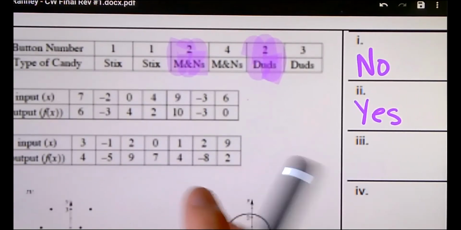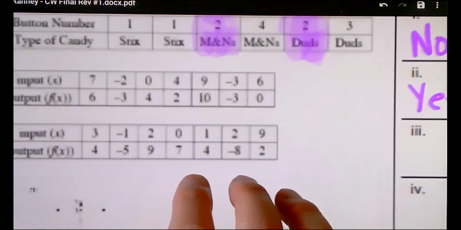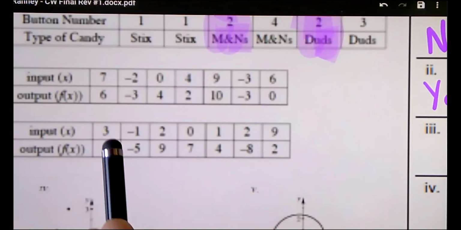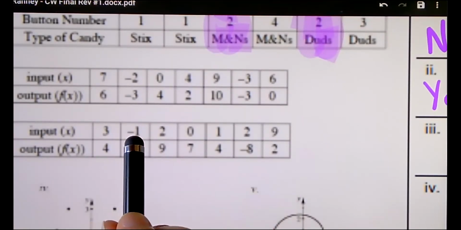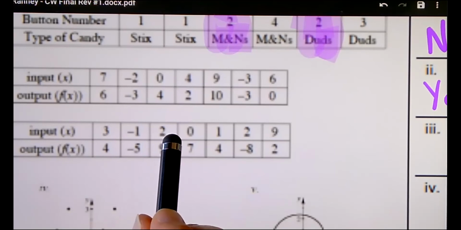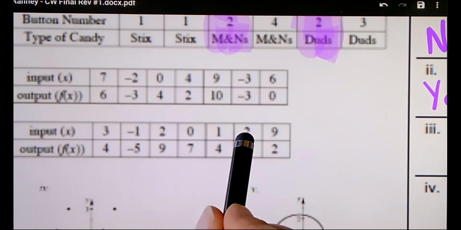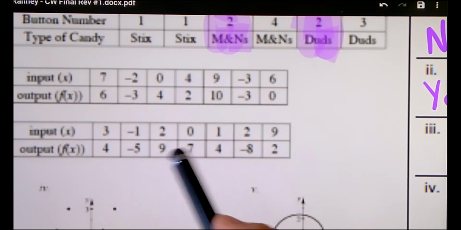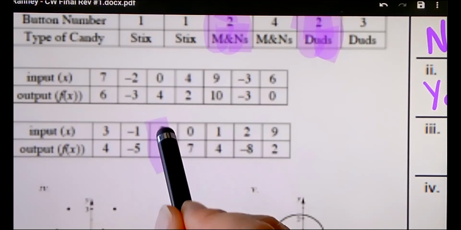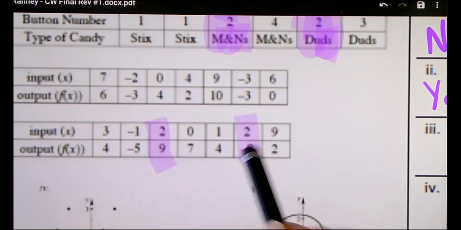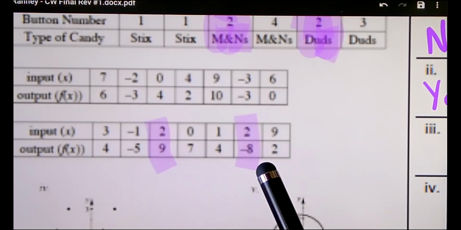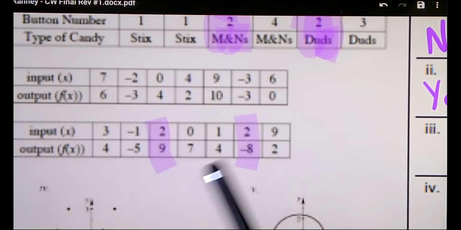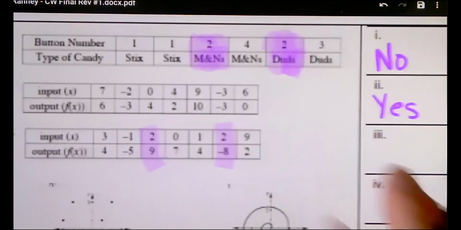Now, the next one here, let me zoom in again. So here, as you're scanning, okay, don't see any repeats, no repeats, wait, 2 and 2. Now, it's okay to have 2 and 2, but they better go to the same thing. So when this 2 went to 9, and this 2 went to -8, that's a problem. That is not going to be a function. So this is going to be no.